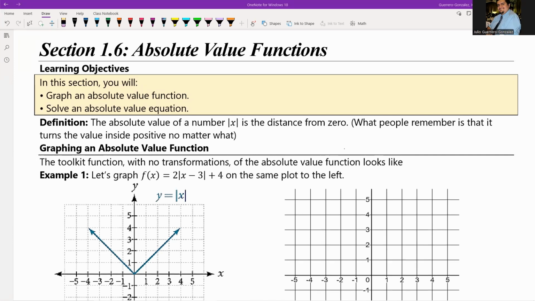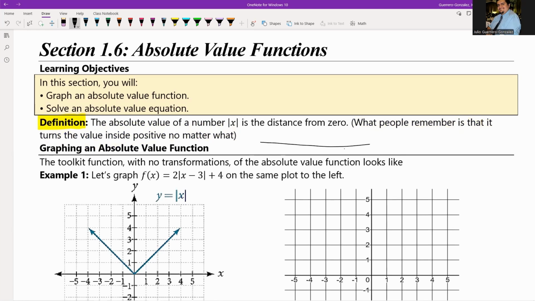So the first thing I need to do is define the absolute value function itself. It's usually these two double bars on the outsides of whatever expression you want to work with, okay? And it is defined as the distance from zero. What people tend to remember about the absolute value function is that whatever's inside the two bars, it's just positive. Not exactly what the absolute value function does. It actually just gives the distance away from zero.